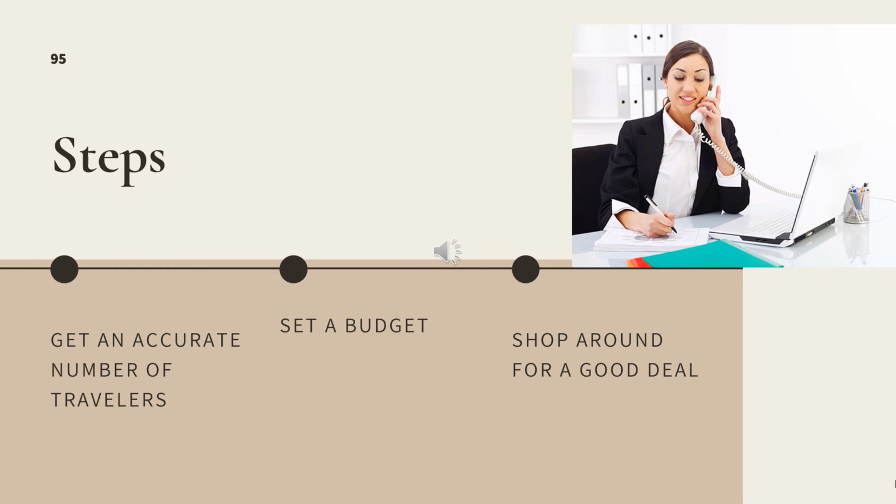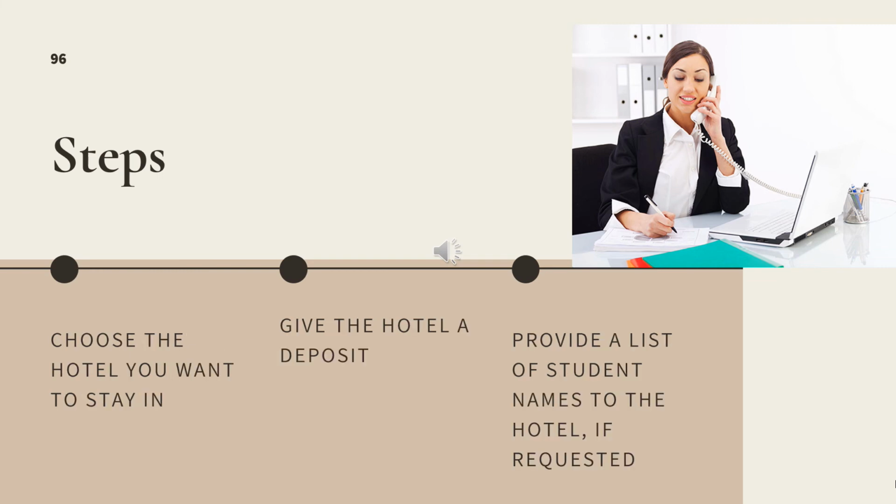Next, shop around for a good deal. Check out a few hotels in the area you will be staying and compare the rates. This is what they call canvassing. Canvass and shop around to see who has the better deal: who is cheaper, who is more comfortable, who can better cater to a large group. And then next is to choose the hotel you want to stay at. So once you have compared the several hotels, pick one that can accommodate your student group and provide a reasonable rate.